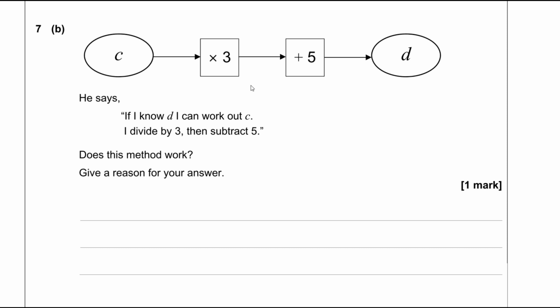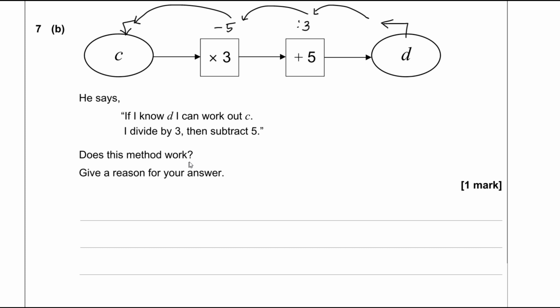Now let's see the second question, 7b. We have another machine here from input C to get the output D. He says, if I know D, I can work out C. So exactly as before, he's going to do the reverse order from the outputs into the inputs. I divide by 3, then subtract 5. So the order will be here, here, to get the inputs.